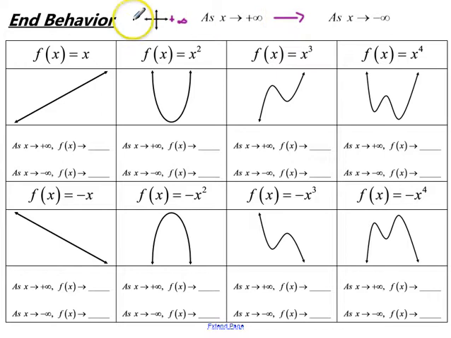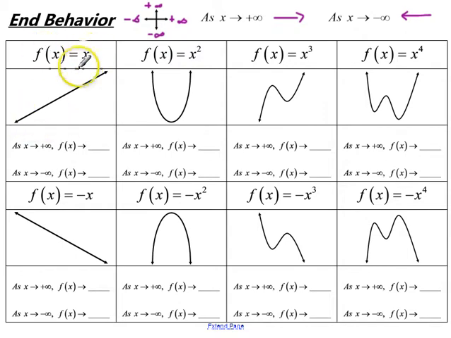And as x approaches negative infinity on the x-axis, we're talking about what's happening to the graph as we follow to the left side. And our answer is either going to be the graph is going to go upwards into positive infinity, or the graph is going to go downwards into negative infinity. So let's go ahead and take a look at the 4 common polynomial functions that we're going to be discussing.